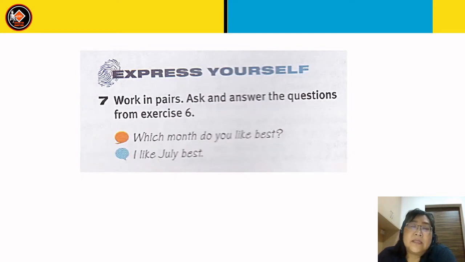So number 7 is an activity where you express yourself. You can work in pairs, find a partner, then you can ask and answer the questions for exercise 6. Example, which month do you like? So your friend can answer, I like July best.